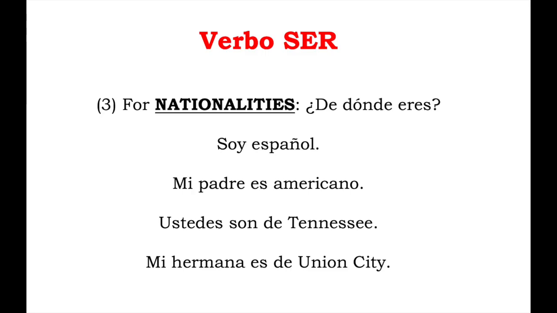We also use the verb ser to talk about nationality or to talk about where somebody comes from. For example, soy español. Mi padre es americano. Ustedes son de Tennessee. Mi hermana es de Union City. That is another example of the usage of the verb ser.